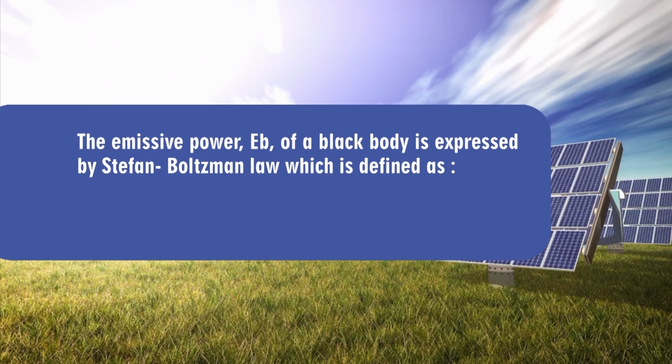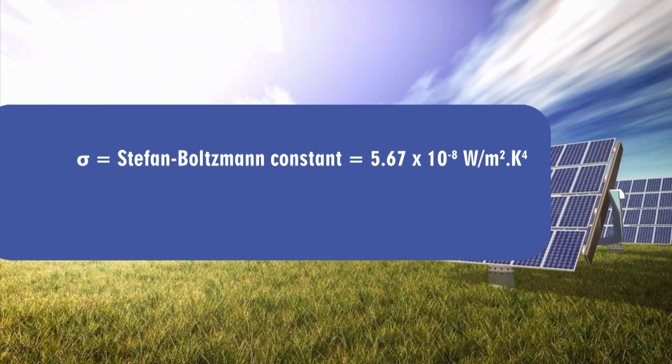black body, is expressed by Stefan-Boltzmann law, which is defined as E_B is equal to sigma multiplied by T to the power 4, where sigma is called the Stefan-Boltzmann constant, and the value of this sigma is equal to 5.67 into 10 to the power minus 8 watt per meter square Kelvin to the power 4. And what is this T? This T is basically temperature, and the unit is always denoted in degree Kelvin.